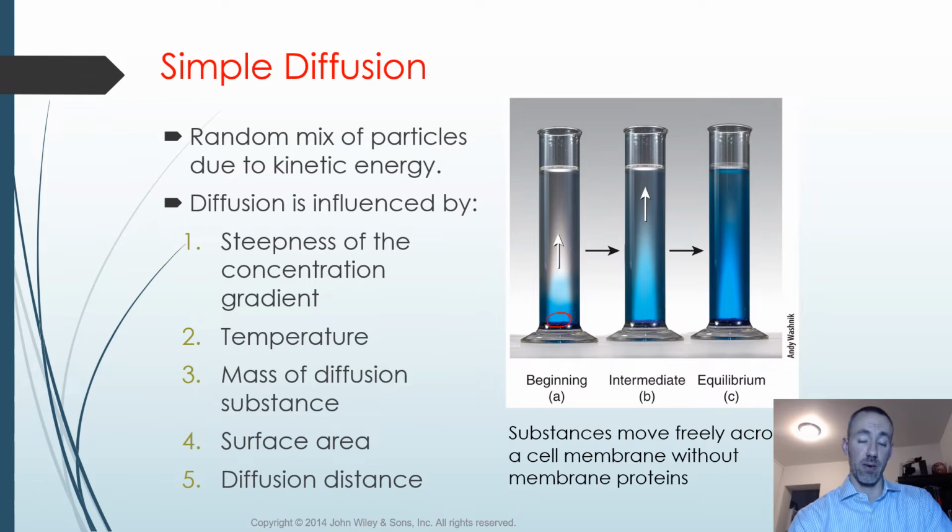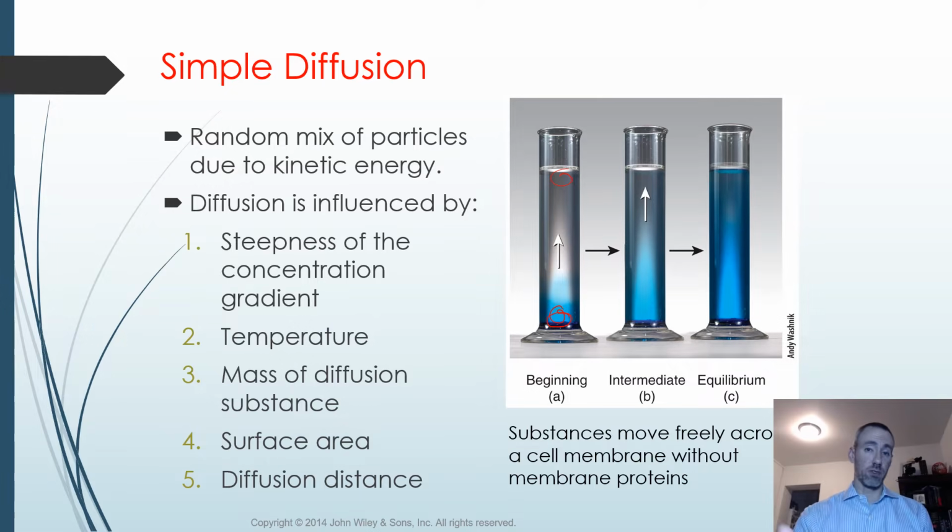So in A, in the beginning, we have a high gradient, high concentration at the bottom of the vial and very low at the top. All right, but then we're at equilibrium ultimately. Now, this is really a random mix of particles due to their kinetic energies. They're moving and bumping into each other.